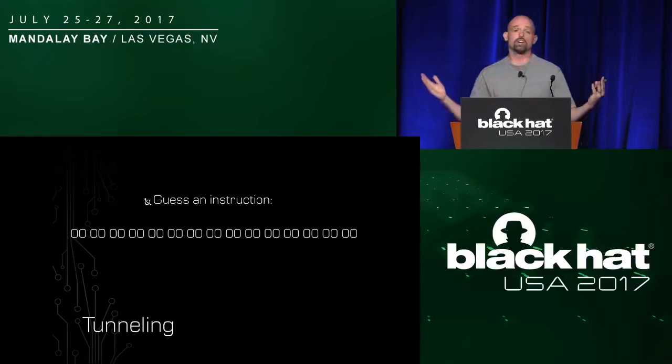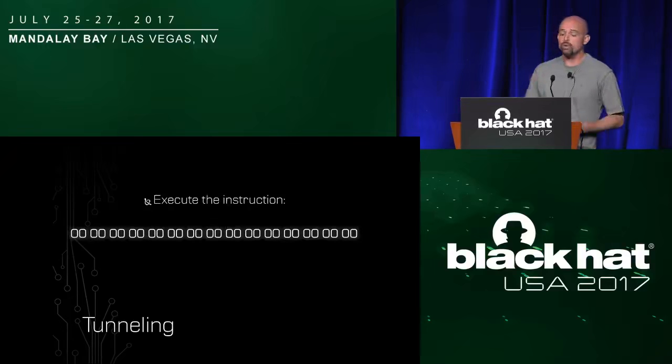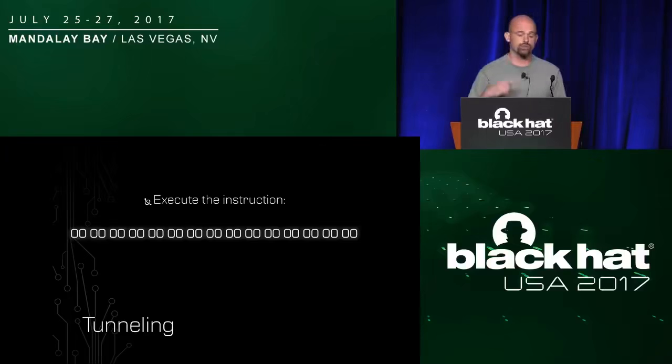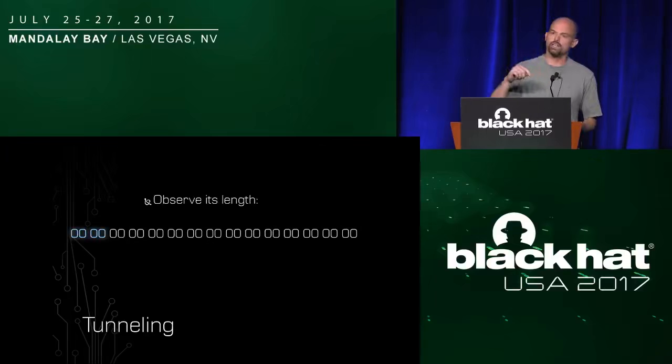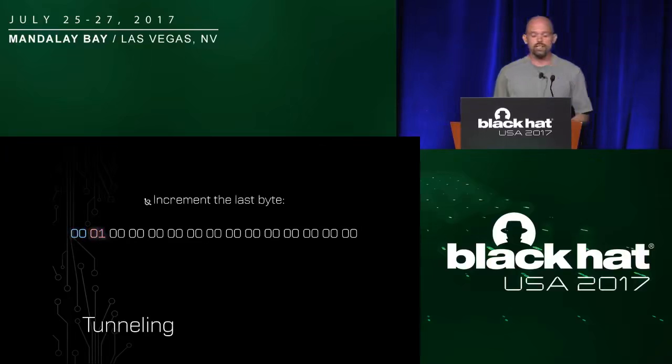We're going to guess an arbitrary x86 instruction. I'm going to basically guess 15 bytes. Let's start out with just 15 bytes of zeros. Then we're going to execute this instruction on the processor. And through that execution, we're going to look at how long that instruction actually is. In this situation, when we execute that instruction, we'll see that it's a 2-byte instruction.